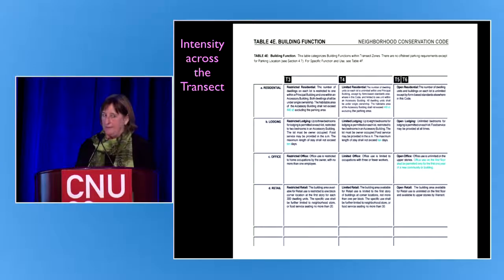So this is one table from the Smartcode, and it shows very basic general categories, and it would be lovely if we could just use this, wouldn't it be? Then you could have a lot of adaptive reuse. So residential, lodging, office, retail, as an example, and you notice the black squares that are common throughout transect-based codes that are based on the Smartcode.